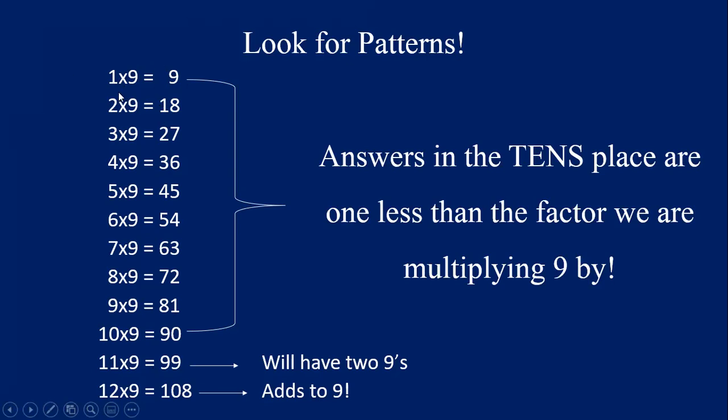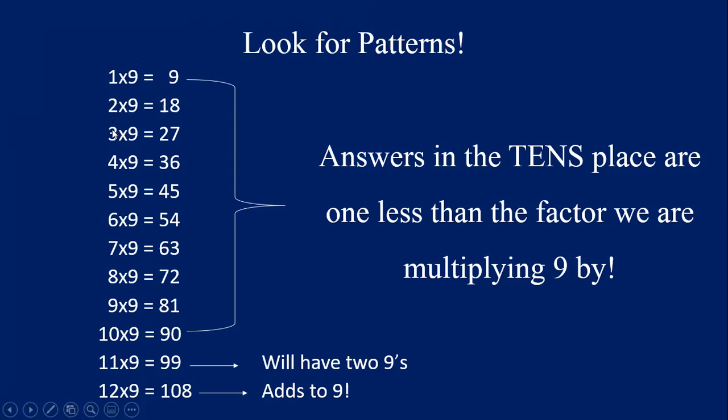Another helpful tip when multiplying by the number 9 is that the number in the tens place is always one less than the factor we're multiplying 9 by. If we look at these answers, there's a 0 in this first answer. 1 times 9 equals 9. The tens place has a 0. 0 is one less than that 1. Look at 2 times 9. The answer is 18. There's a 1 in the tens place. 1 is one less than the 2.